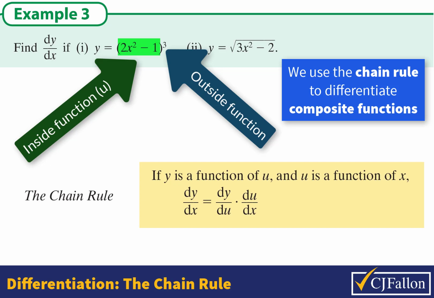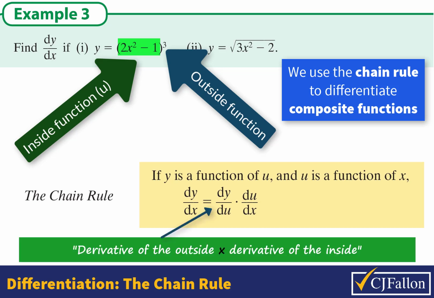The chain rule says that if y is a function of u and u is a function of x, well then dy/dx is equal to dy/du multiplied by du/dx. What we are doing here is we are multiplying two different derivatives. In effect, it's the derivative of the outside multiplied by the derivative of the inside. Let me explain that with this example here.